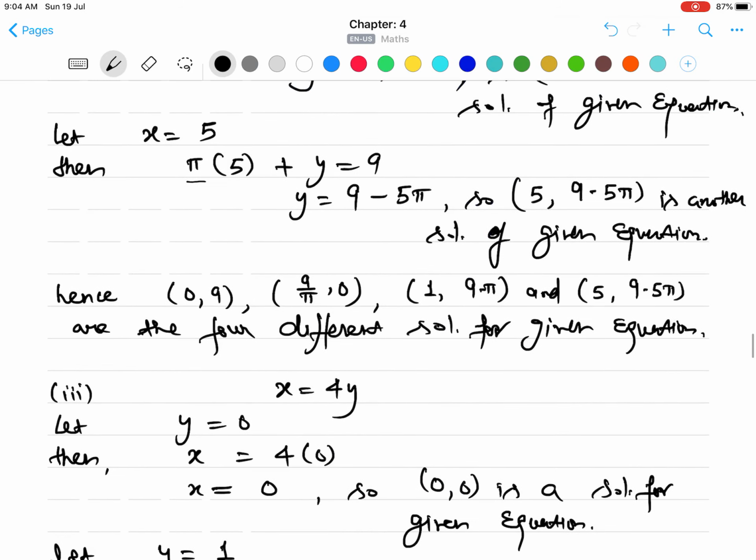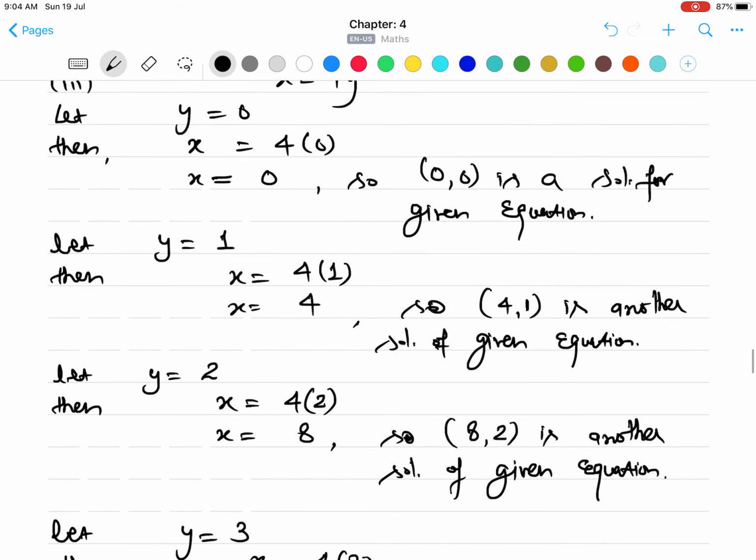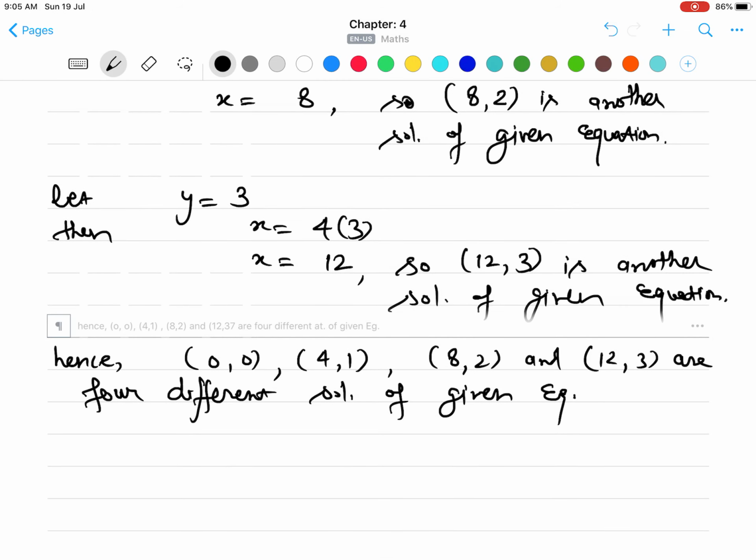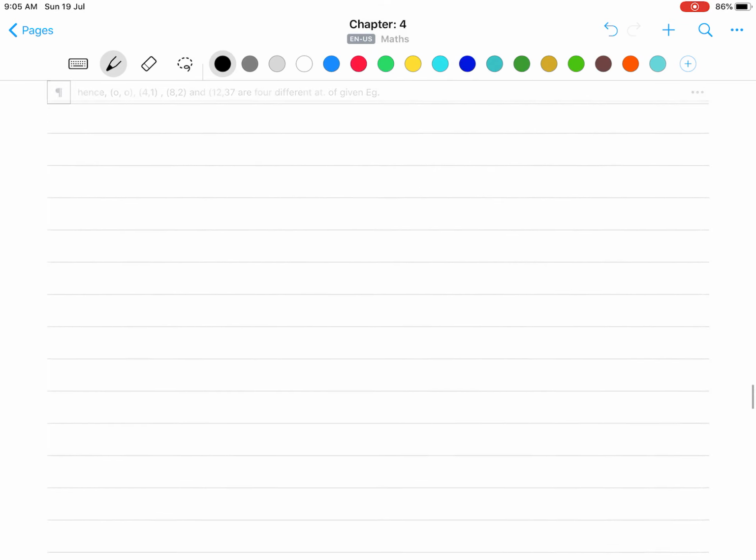So that's how you can find any number of solutions for any given linear equation in two variables. What you have to do is choose a value for either variable x or y, and you will get the subsequent value of the other variable, y or x.